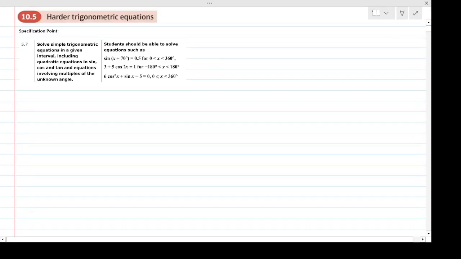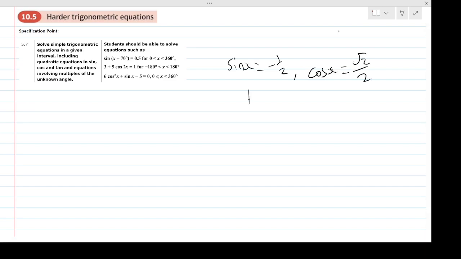Hello, so in this video we're going to look at solving trig equations, but they're going to be a bit more of a step up compared to the trig equations we've seen in the last video. As a strong reminder, hopefully you are fairly comfortable with solving equations such as sine x is minus a half, or cos x is root 2 over 2, or tan x is equal to 1.